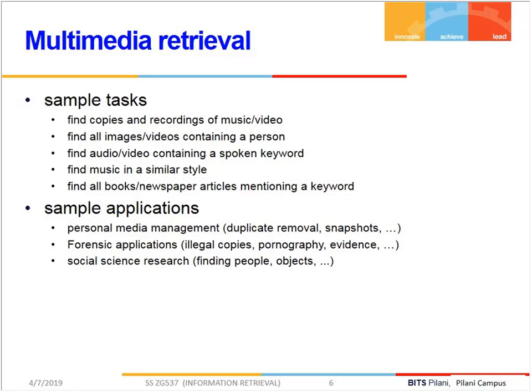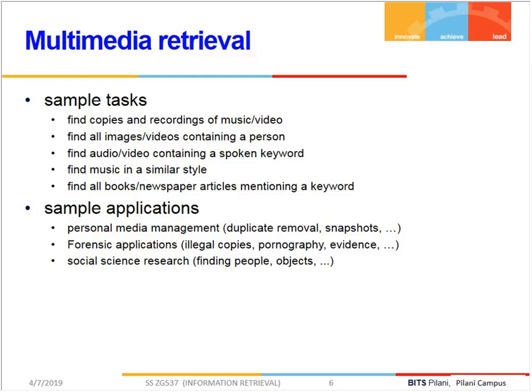Then you could write the name of a person, and you would want all images or all videos concerning that person. For example, a very famous personality, Narendra Modi. You just type the name Narendra Modi on Google and you want the images or the videos of him. That is basically multimedia IR, because text is your input and the output is images or video. Then you could also speak a keyword and you would want audio and video containing that keyword. That is also again multimedia IR.